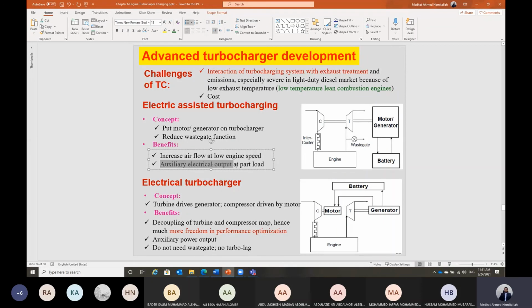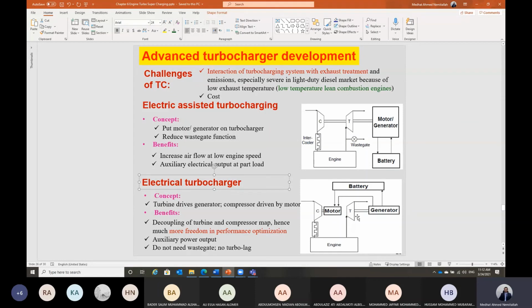And we have auxiliary electric power output during the full load, which we can save in the electric battery, and then we can use it at lower RPM. In this design we still have a wastegate, because at full load condition we have an excessive amount of exhaust gases, so we need the wastegate. We have an electric motor here, but still we need the wastegate in this case.